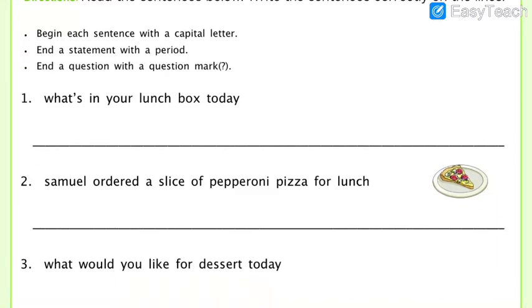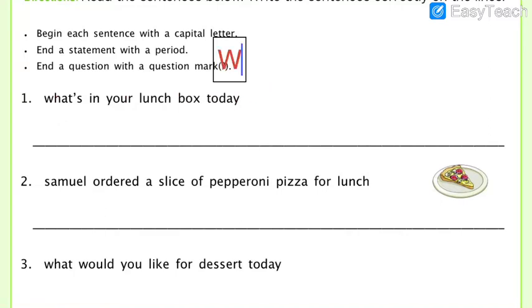So let us solve it. Number 1. What's in your lunch box today? Is this a statement or a question? What's in your lunch box today? That is, what is in your lunch box today? You will say, I have brought this and that, and you will start giving the answer. So this is a question, right? So what correction you have to make is, you have to write W capital as it is the first letter, and you have to put a question mark.